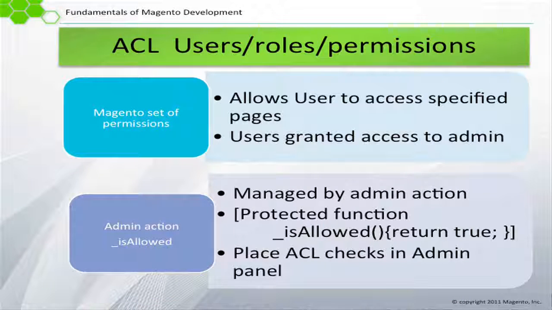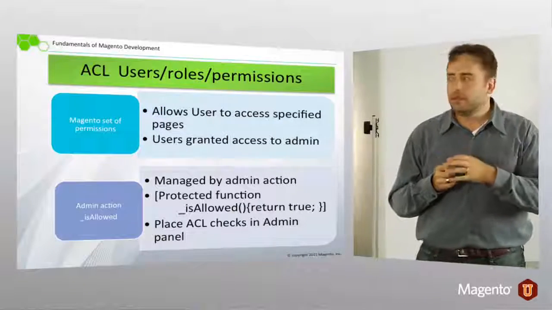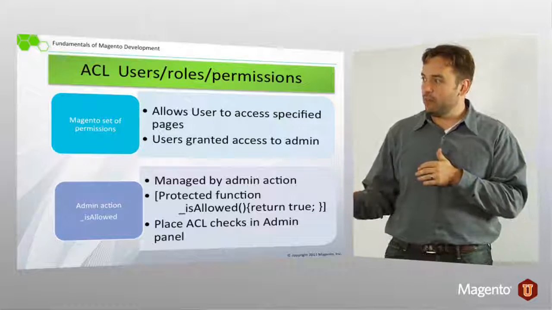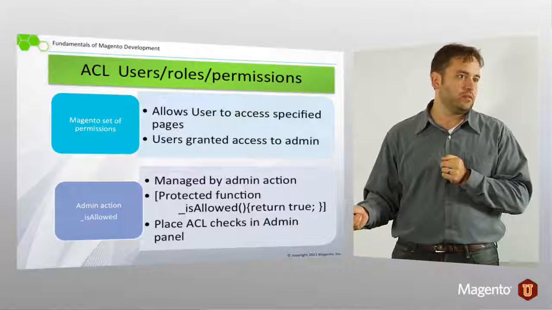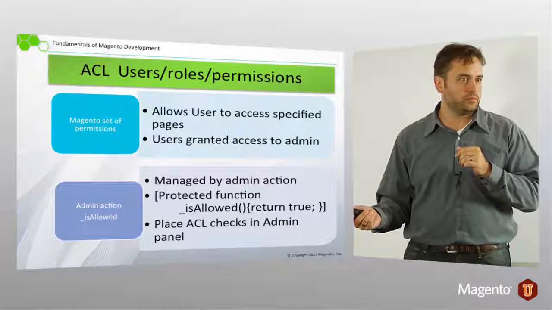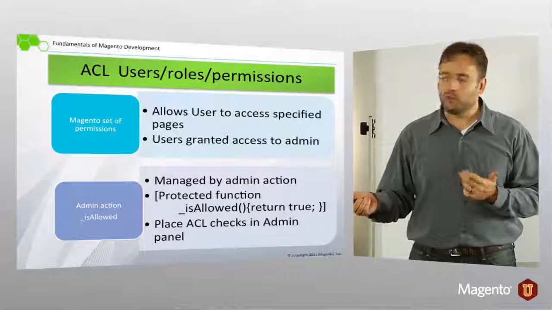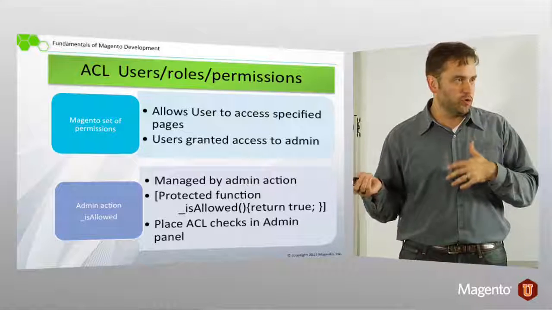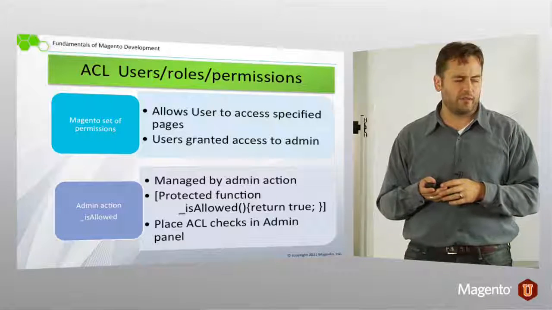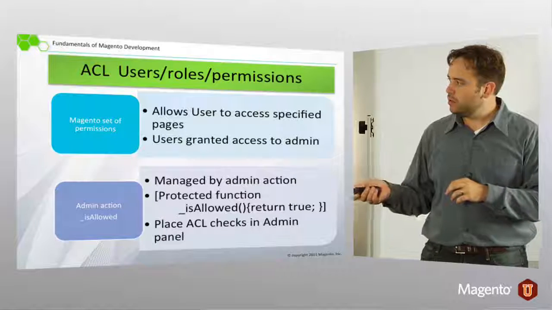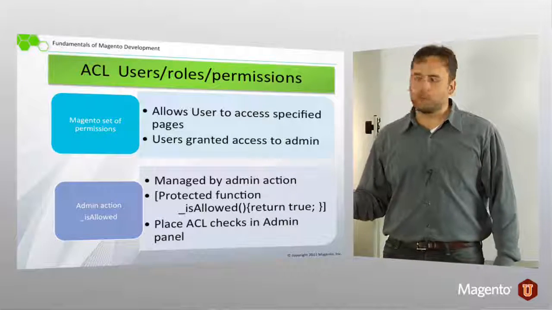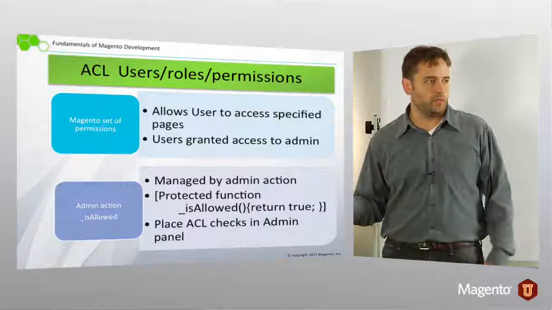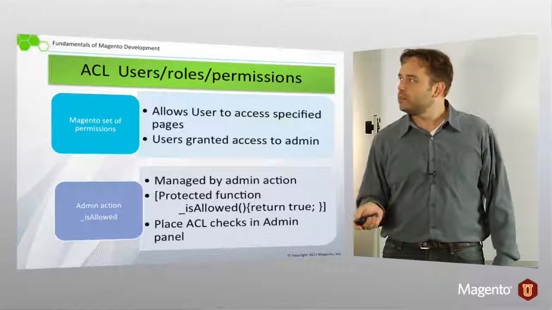So what we're doing is we're giving people access to different actions, basically, in the admin. And that's done by implementing this isAllowed action in our controller, which we'll look at. Otherwise, if you don't have this, true is assumed. So normally this returns true, which means that anyone would be allowed regardless of ACL permissions.